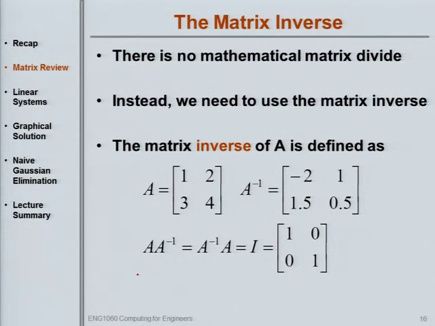There is no such thing as a matrix divide in matrix arithmetic. What you need to do is calculate the inverse of a matrix. That takes the place of division. Okay, so the inverse of a matrix A is the matrix that when you multiply by A gives you the identity matrix. That's the definition of the inverse. A times A to the minus 1 is also equal to A to the minus 1 times A, which is equal to the identity matrix. And that's how you actually define the inverse.